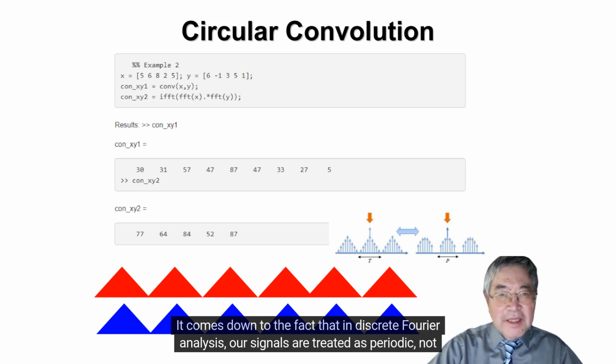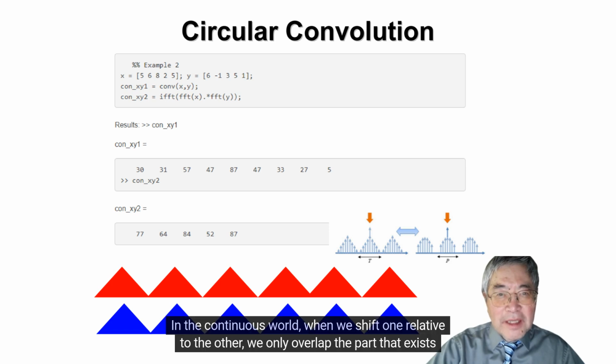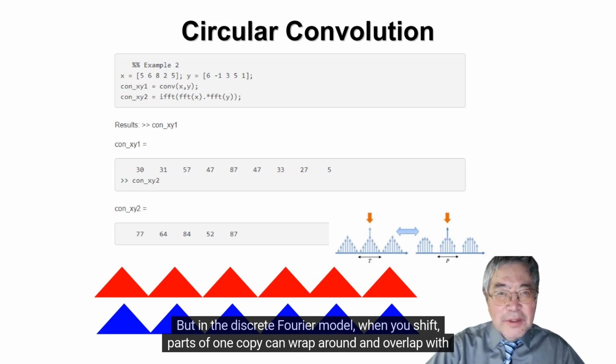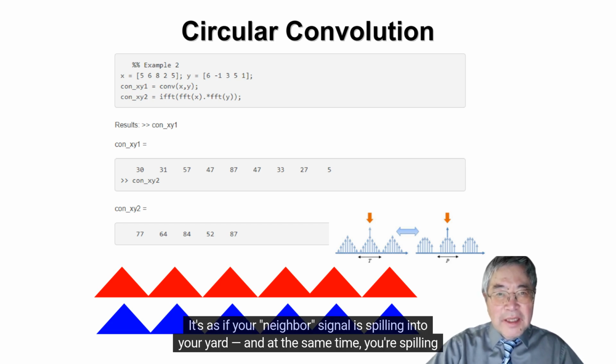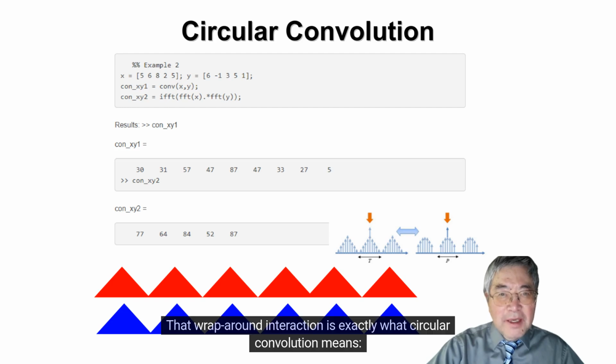It comes down to the fact that in discrete Fourier analysis, our signals are treated as periodic, not single, isolated sequences, but infinitely repeated copies. Imagine x as one segment in time and y as another. In the continuous world, when we shift one relative to the other, we only overlap the part that exists in the original copy. But in the discrete Fourier model, when you shift, parts of one copy can wrap around and overlap with the start of the other copy. It's as if your neighbor signal is spilling into your yard, and at the same time you're spilling into your other neighbor's yard on the left. That wraparound interaction is exactly what circular convolution means.